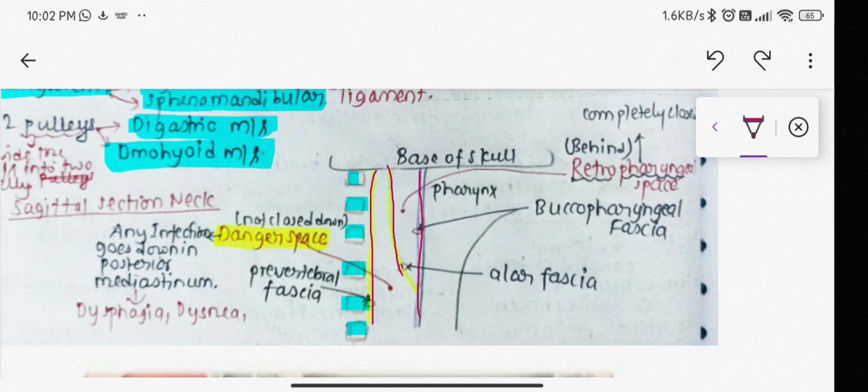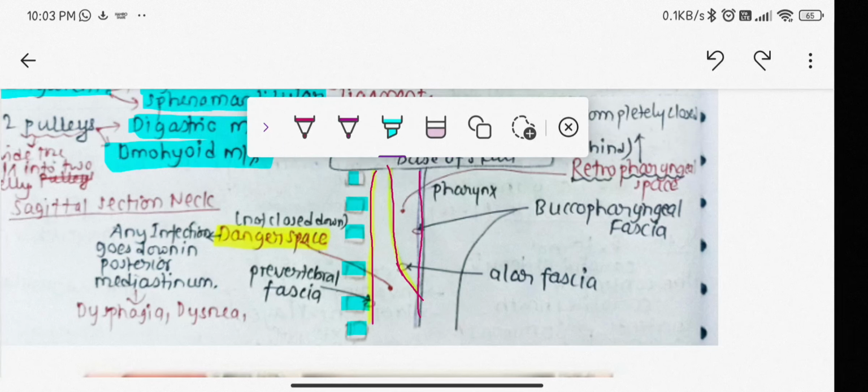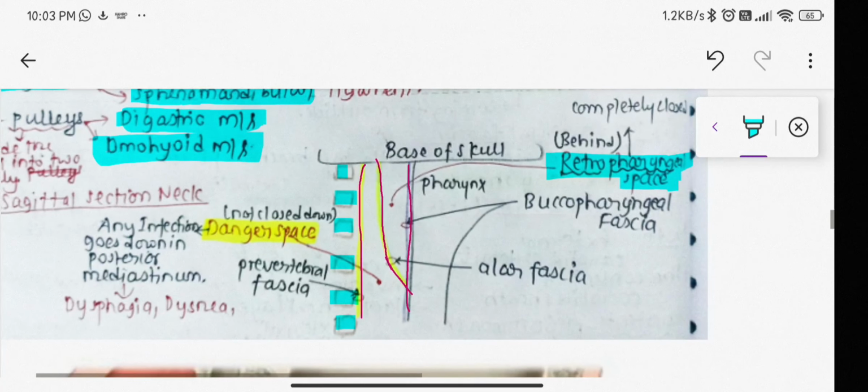It fuses at the lower end with the buccopharyngeal fascia and forms a space just behind the pharynx, that is the retropharyngeal space. Retro means just behind, so just behind the pharynx there is a space known as the retropharyngeal space. This retropharyngeal space is a completely closed space. Above there is the base of the skull, whereas below it is fused with the buccopharyngeal fascia, so it is a closed space. So if there is any infection, any pus present in this space, it won't spread above or below, it will remain there only.